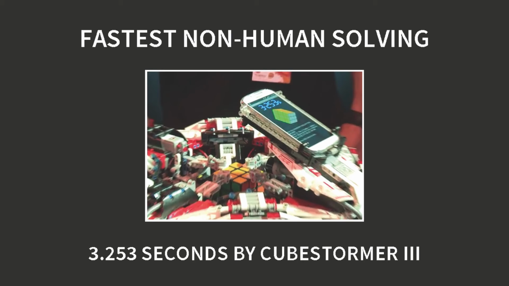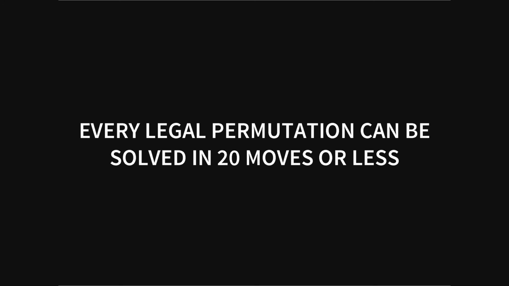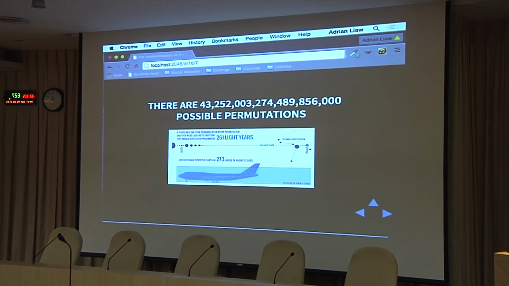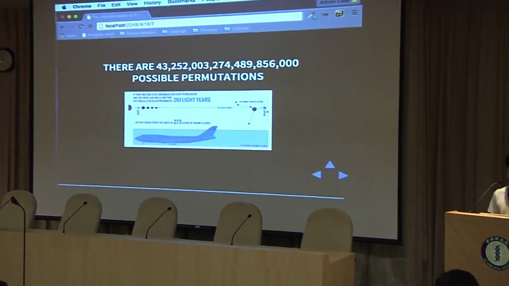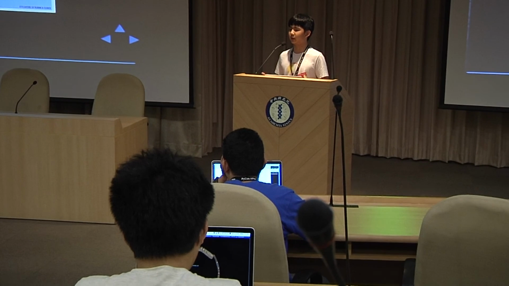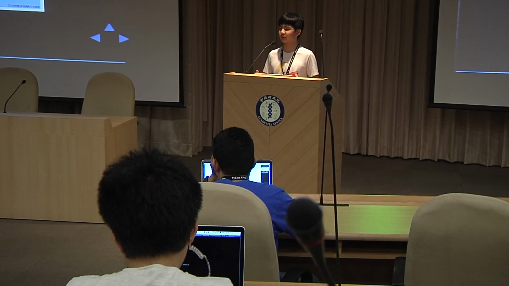And every legal permutation can be solved in 20 moves or less. The 20 is called God's number. Okay. And there are 43 quintillion possible permutations. The advertisement says that a Rubik's Cube has millions of permutations, but it is quintillion.